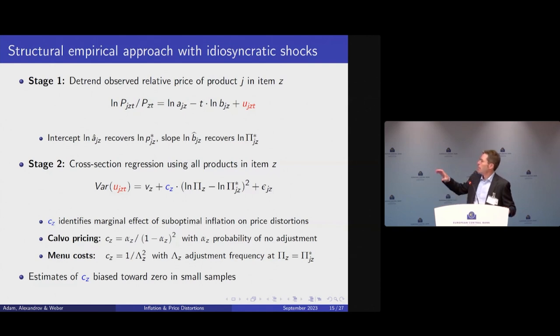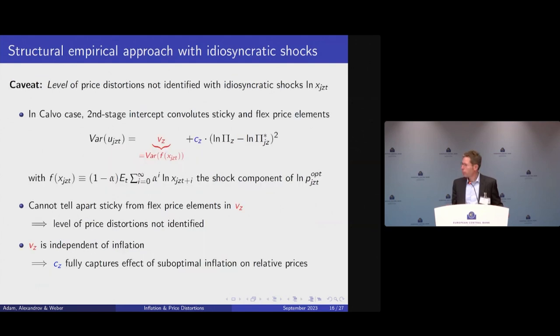And importantly, in the menu cost model, the second stage holds approximately to the second order, right? So this is to say that more stuff is going on in the menu cost model, but to second order, our second stage is going to be valid. Now, it is true that our estimate of the marginal effect is going to be biased towards zero in small samples, and this is because of estimation error. We make this argument in the paper. I'm not going to go through this here.